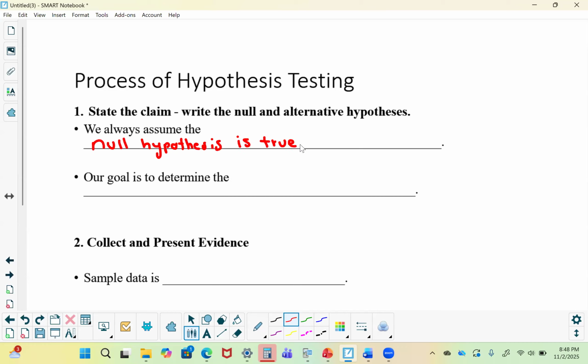So remember, I said it was like a court of law. In a court of law, we assume someone's innocent until proven guilty. This was the same thing. We always assume the null hypothesis is true until proven false. Our goal is to determine the plausibility of the null hypothesis.